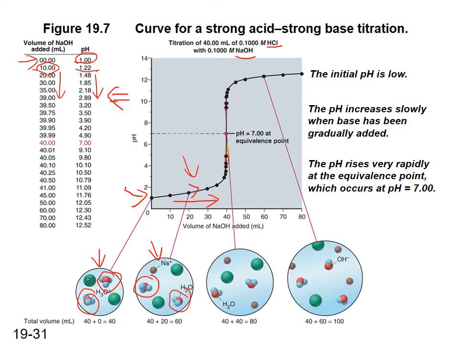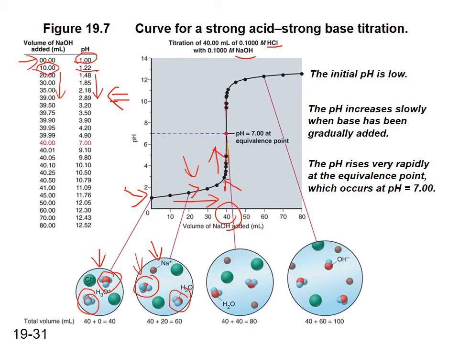So the hydronium ion concentration decreases when more sodium hydroxide is added, but it's still an acidic solution because you still have hydronium ions in the solution. So the pH is still less than 7. It increases slowly until the volume of sodium hydroxide added approaches 40. For example, at 39, you can see the pH start to jump.